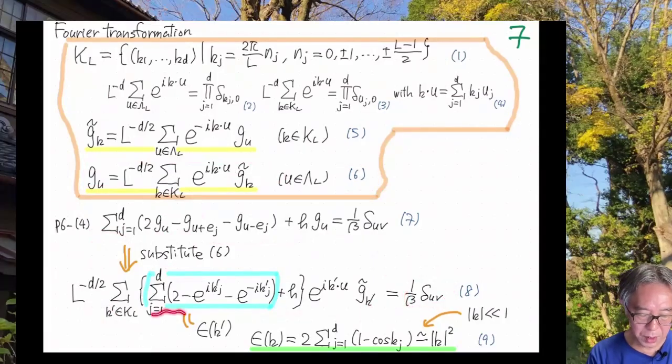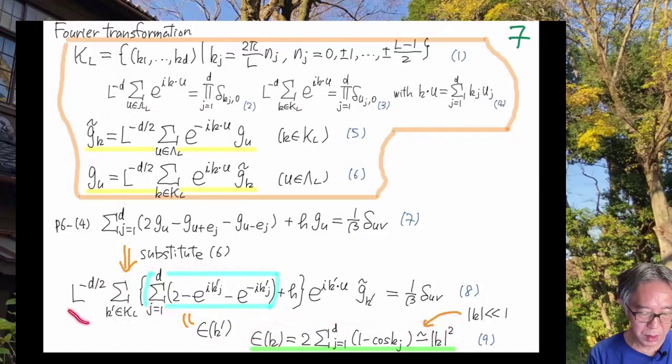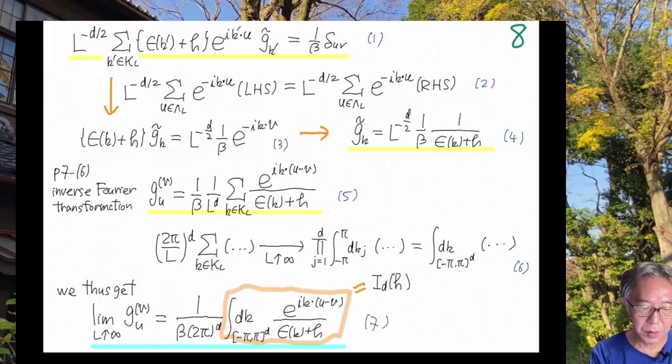And let me write this function of k prime as e of k prime. I used the exponential, but using cosine, it's written in this way. And I claim that for very small k, this is basically k squared. This is very important. Okay, so this is a basic equation we got. And I do the same thing with this e of k.